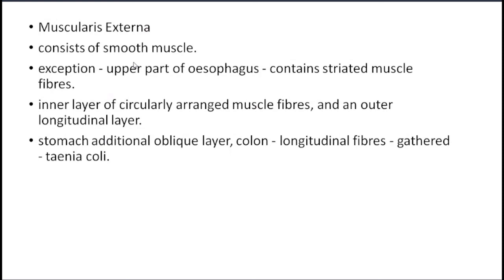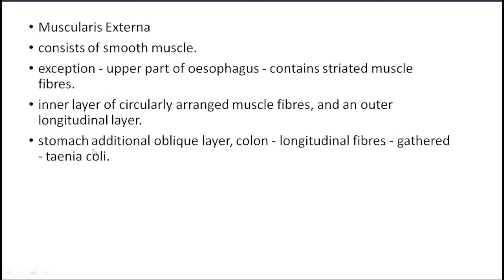So the exception of the muscularis externa is that it consists of smooth muscle, except in the upper and middle parts. In the upper part you will get only striated muscle, and in the middle part you will get striated as well as smooth muscle. Now how are the muscles arranged? Here the muscles have an inner layer of circularly arranged fibers and an outer layer of longitudinally arranged fibers. Then there is another part.